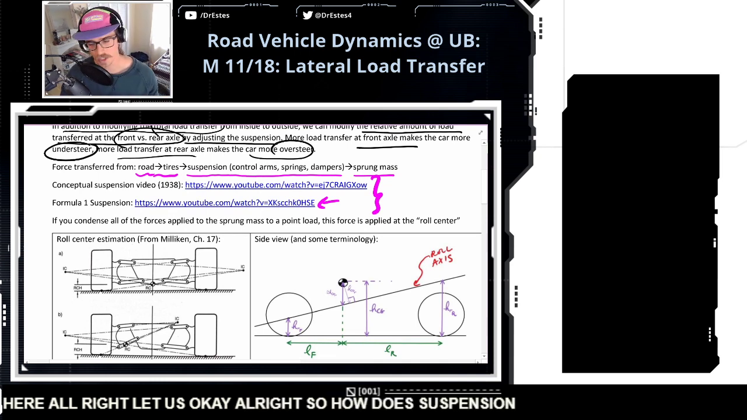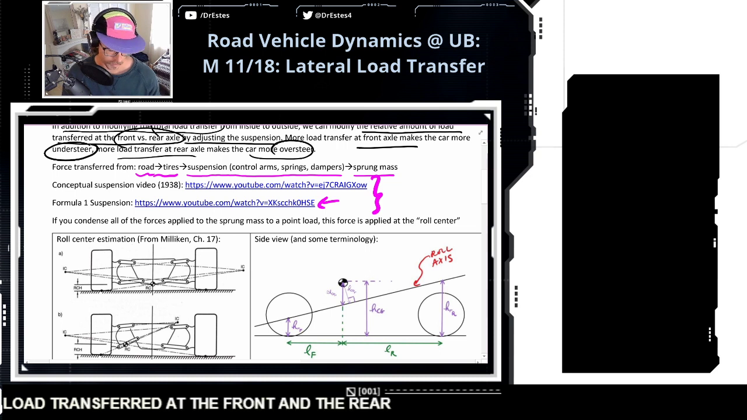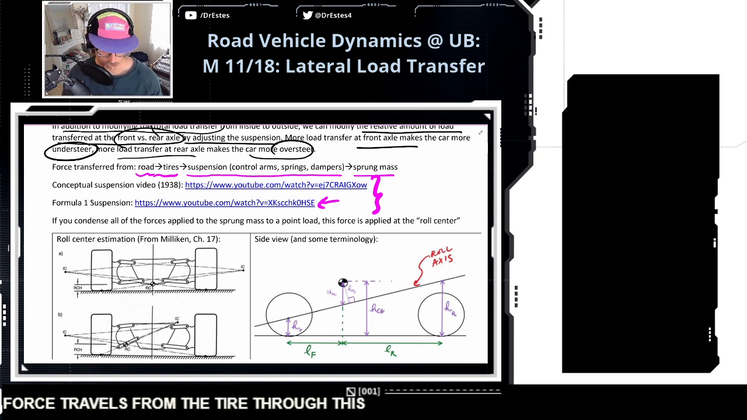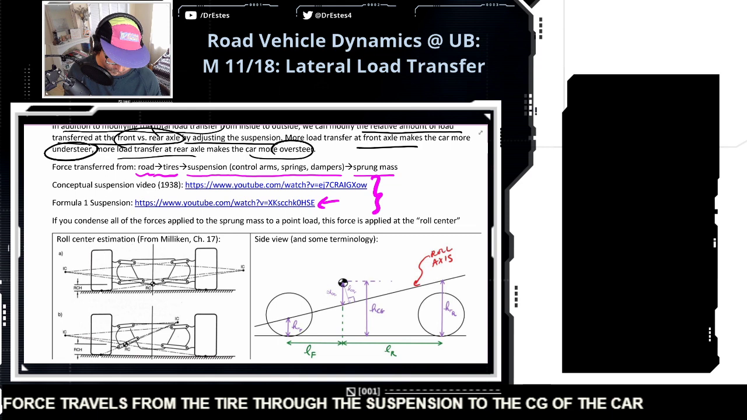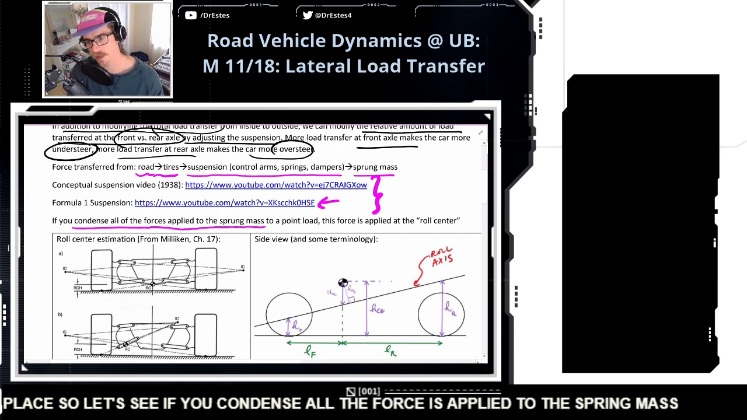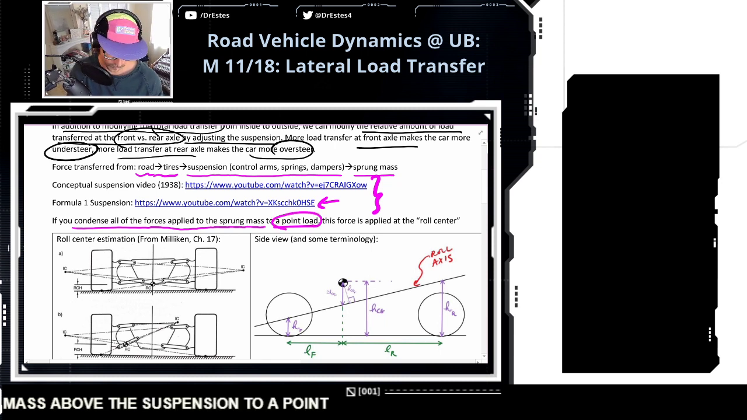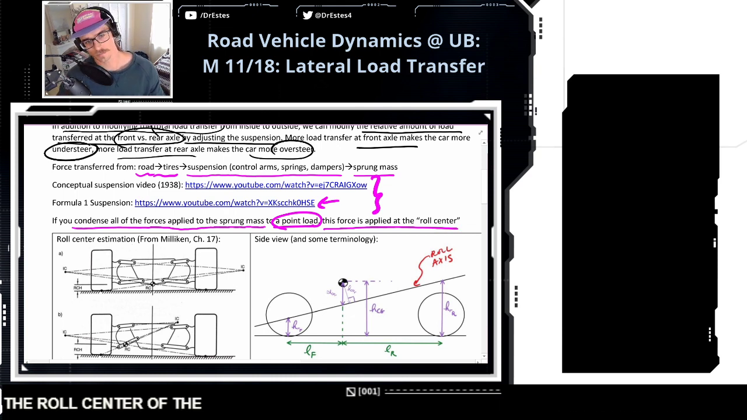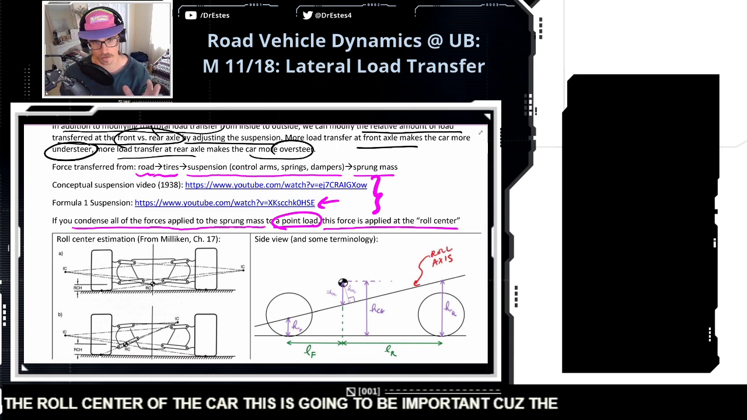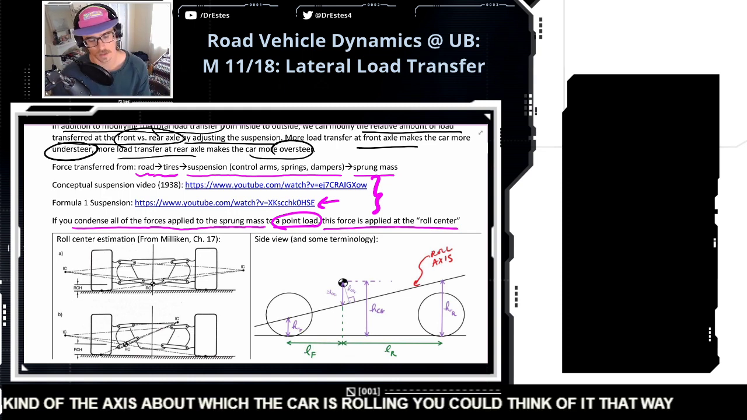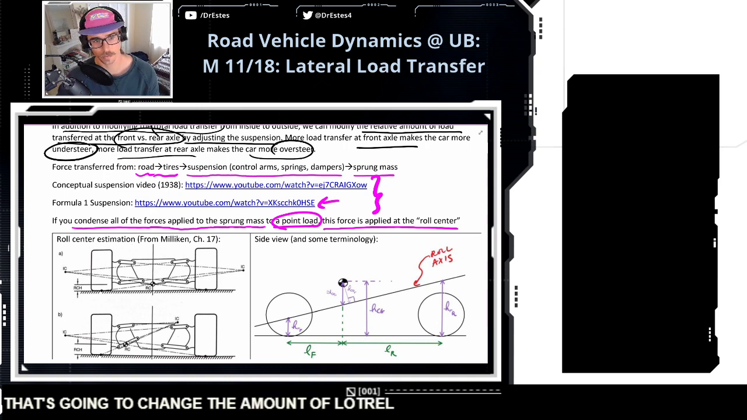All right, so how does suspension change the amount of load transferred at the front and the rear? So first we have to talk about how force travels from the tire through the suspension to the CG of the car in the first place. So let's see. If you condense all the forces applied to the sprung mass, so the mass above the suspension, to a point load, this force is applied at what we call the roll center of the car. This is going to be important because the roll center, that's kind of the axis about which the car is rolling. You could think of it that way. And that's going to change the amount of load transfer at the front and the rear.